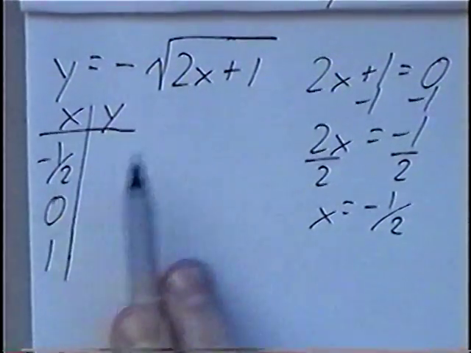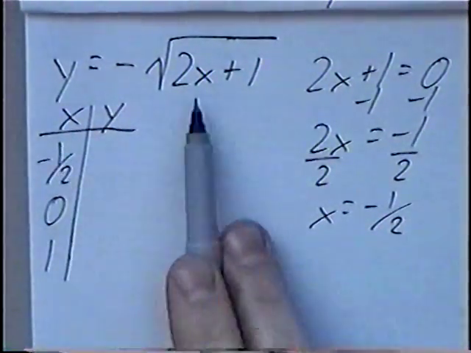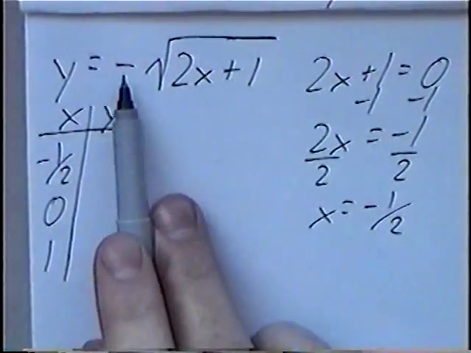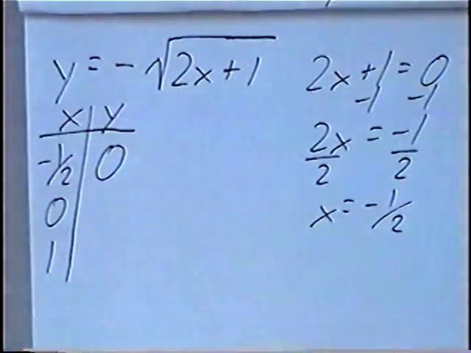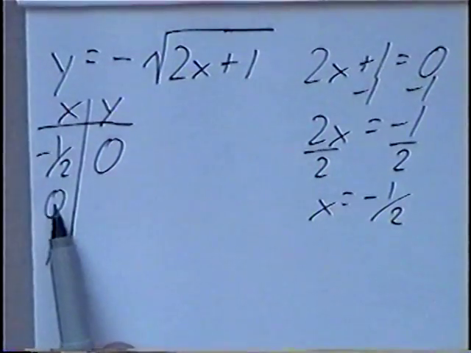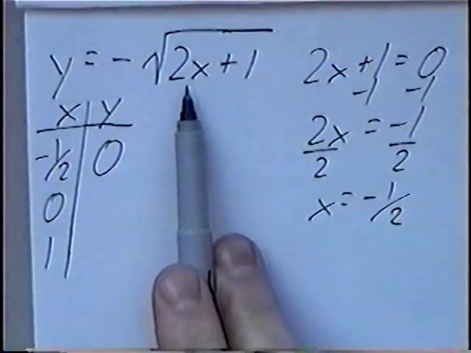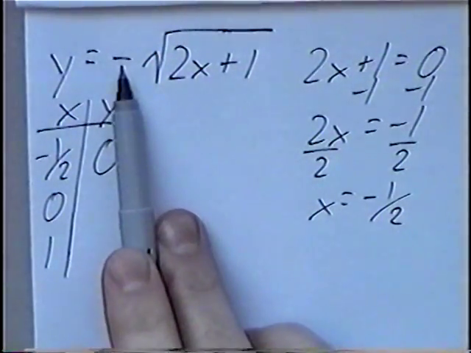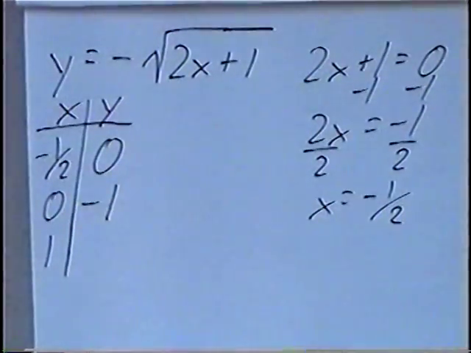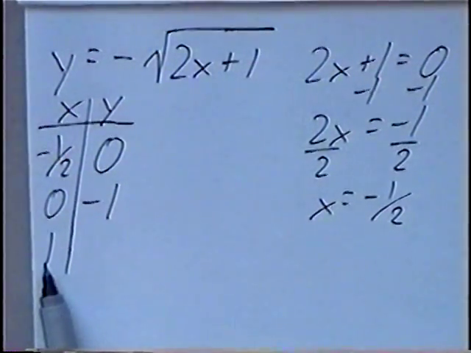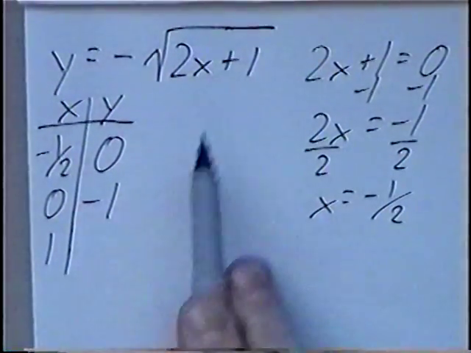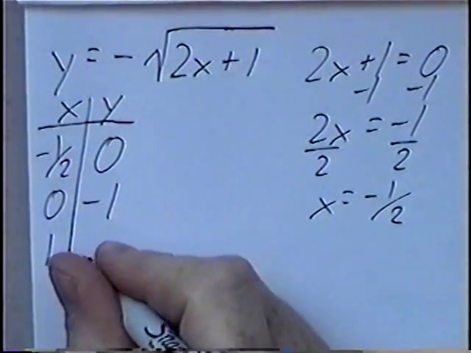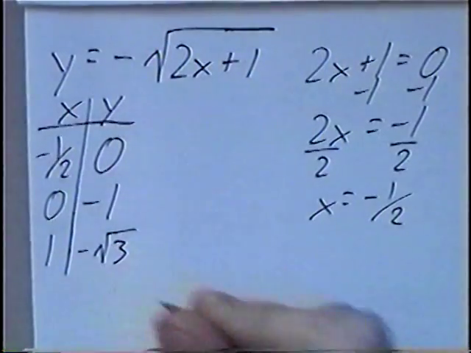Solving for the y values, if you plug in negative 1/2 into the function, 2 times negative 1/2 would be negative 1, plus 1 would be 0. The square root of 0 would be 0, and negative 0 would still be 0. Plug in a 0 into the function. 2 times 0 would be 0, plus 1 would be 1. The square root of 1 would be 1, and the negative outside would make the y value a negative 1. And plugging a 1 into the function, 2 times 1 would be 2, plus 1 would be 3. We'll have the square root of 3 with a negative outside, which would be negative square root of 3.